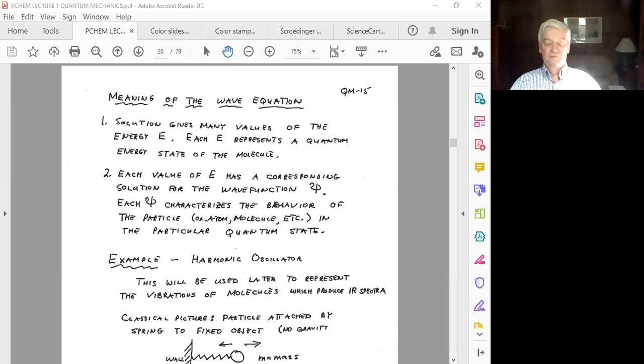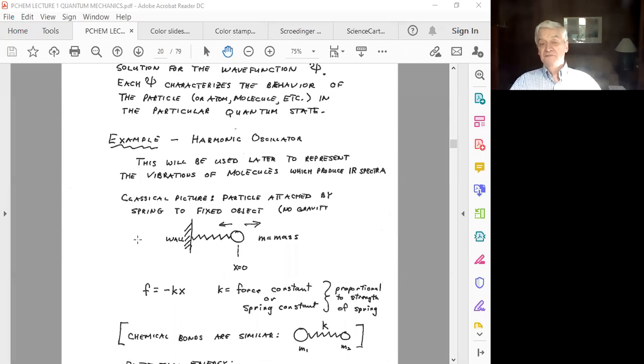And the second point, as I've already said: each value of E has a corresponding solution for the wave function psi. Each psi characterizes the behavior of the particle or atom or molecule or electron, whatever, in that particular quantum state. So make sure you understand these solutions come in pairs. If I solve for E sub 3, then it's going to have a wave function psi sub 3. And they will both be different than solutions when I, for example, on the previous page, pick K to be 7 and have solution E sub 7.